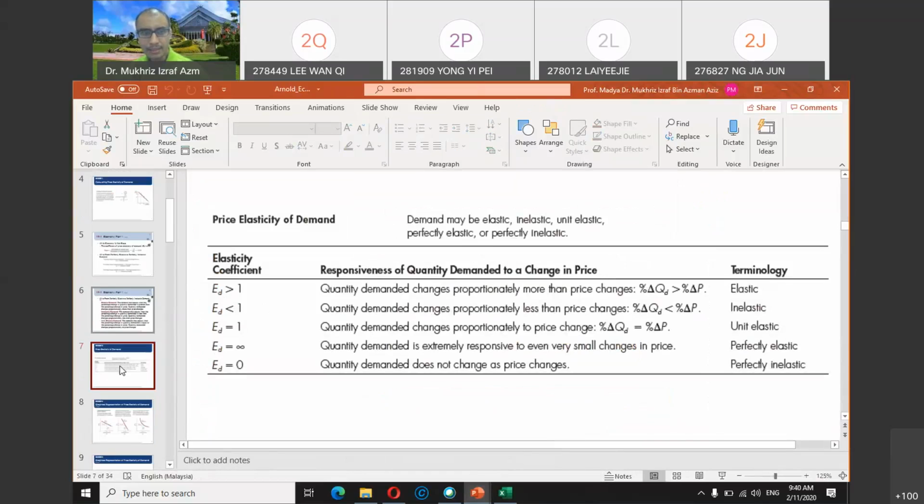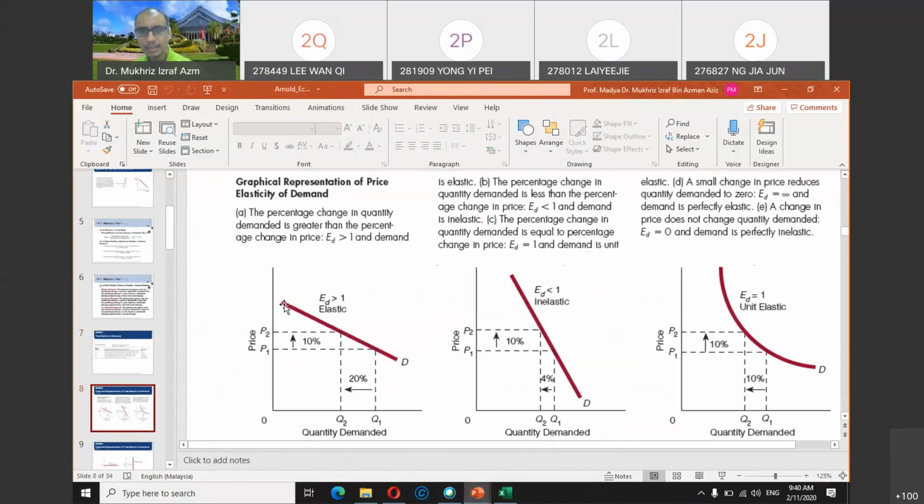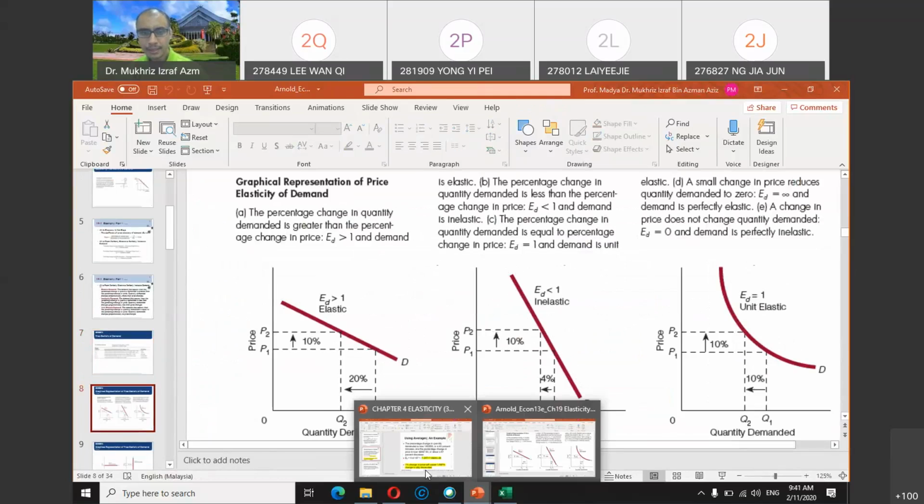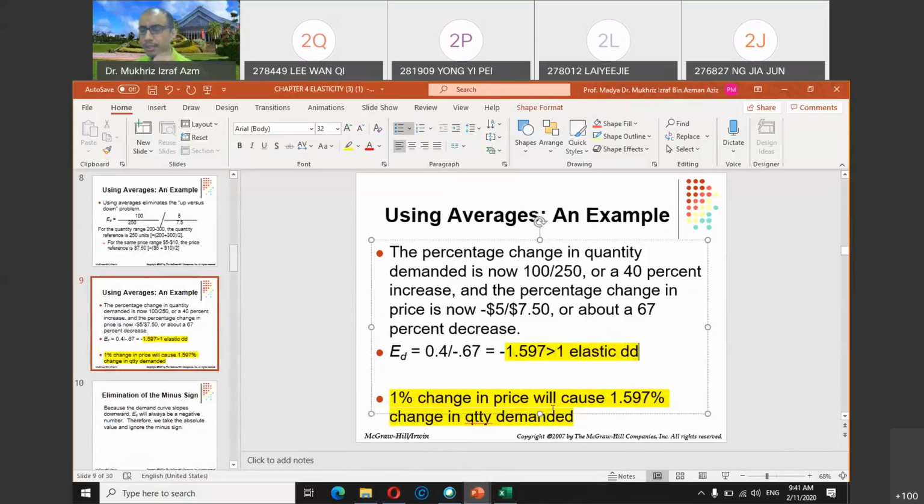And you can visualize the shape of the demand curve will be much flatter. The original value is 0.597. The shape of the demand curve will be much steeper because the change in the quantity is less than the change in price. Okay, so that is the concept of elasticity of demand.